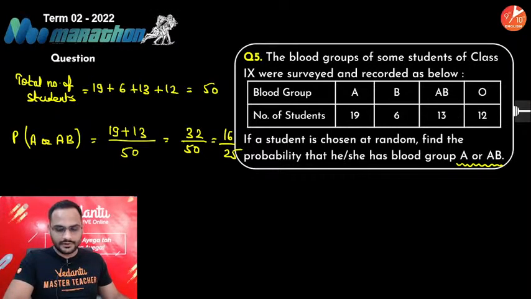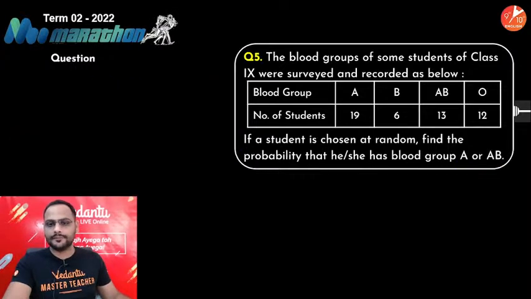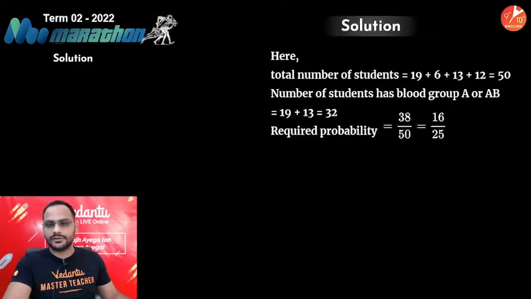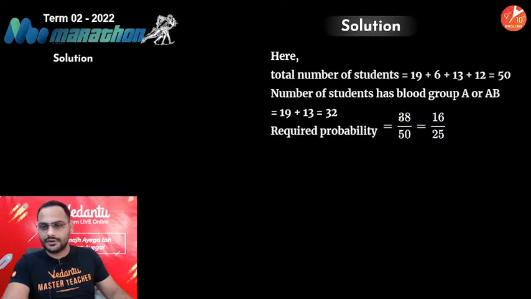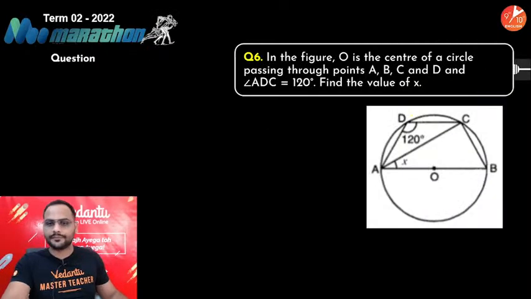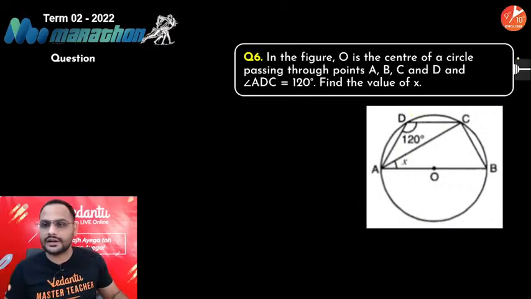Right? 16 by 25. Okay, bachcho. Next question, look. This is 32. Typing mistake. 32.